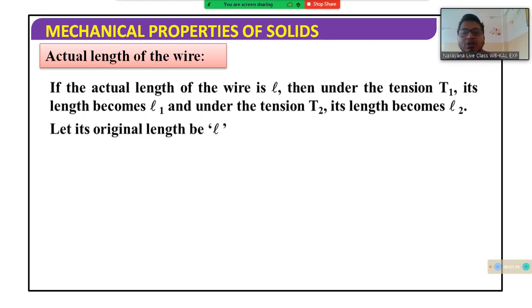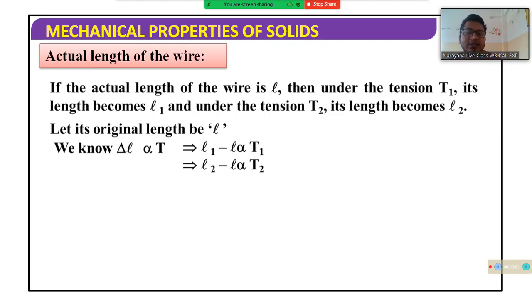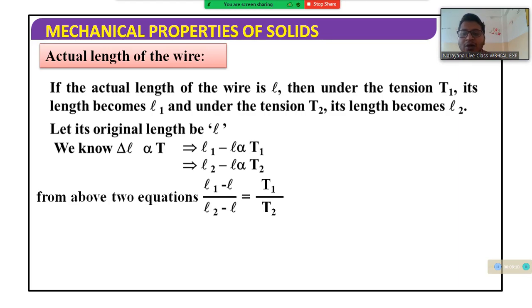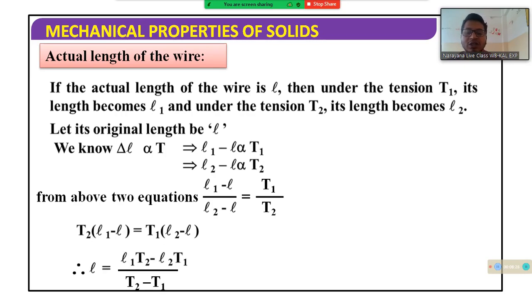Its original length is L. We know that delta L is proportional to T, so L1 minus L is proportional to T1, and L2 minus L is proportional to T2. From this we can write (L1 minus L)/(L2 minus L) = T1/T2. Cross multiplying, we get L = (L1 T2 minus L2 T1)/(T2 minus T1).